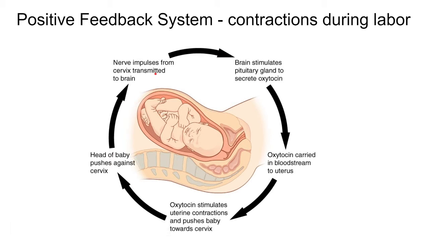And this will continue until the baby and the entire placenta come out, and that basically tells the system, okay, it's all gone, we don't need to keep secreting oxytocin, and then it will go back to normal levels. But until the baby comes out, those contractions keep getting stronger and stronger.